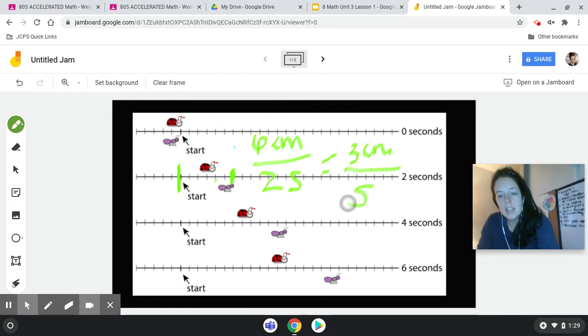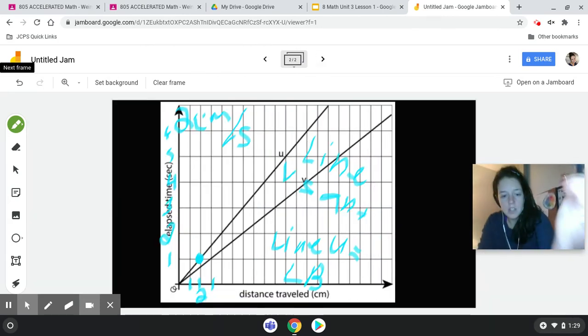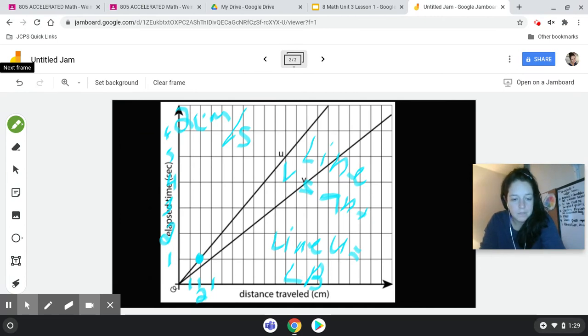per second. So let's go back to our graph and see if that makes sense. Okay, so 3 centimeters would be right here, and your 1 second hasn't changed. It's still right there. And look at that, it does cross through that point. So we have our line. Line V for sure is the ant, because we just went through and solved all that, right?